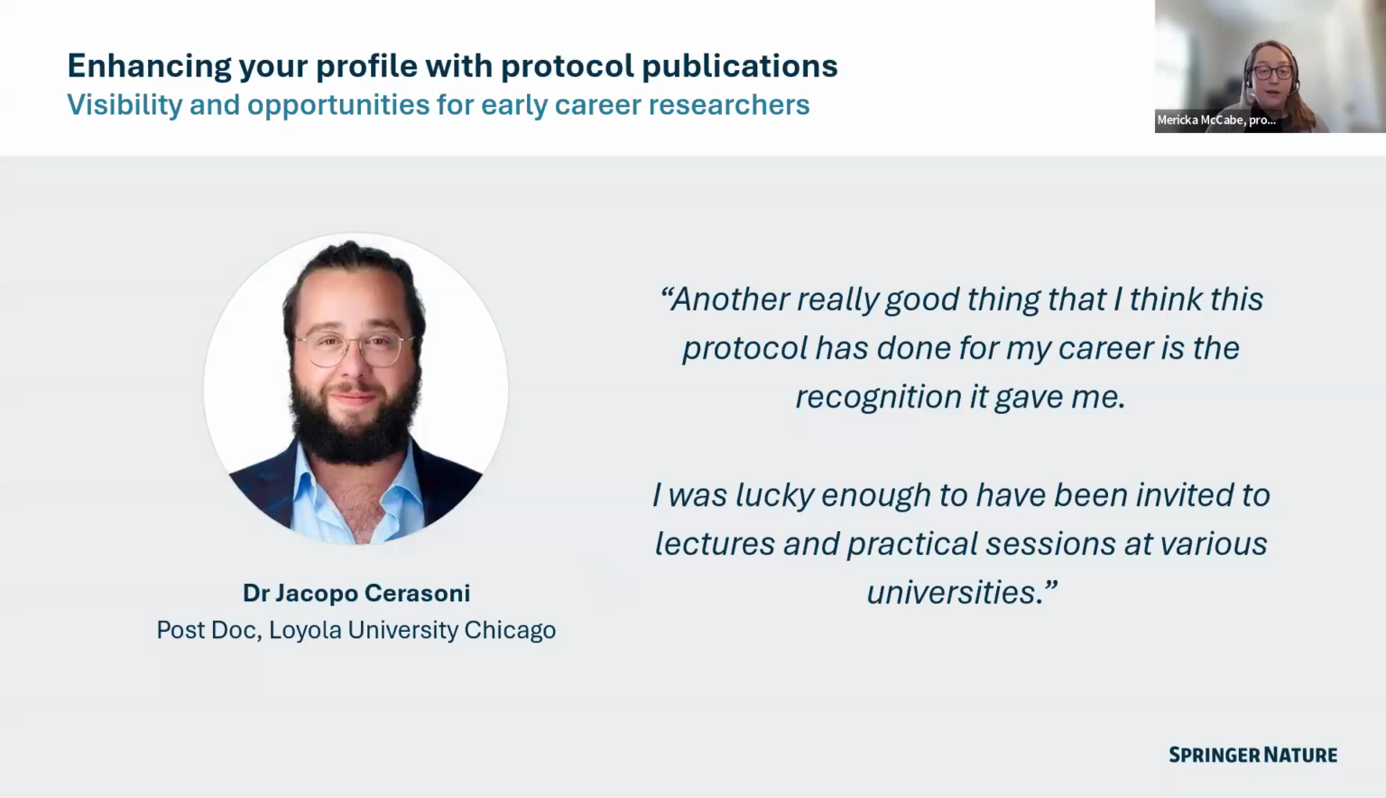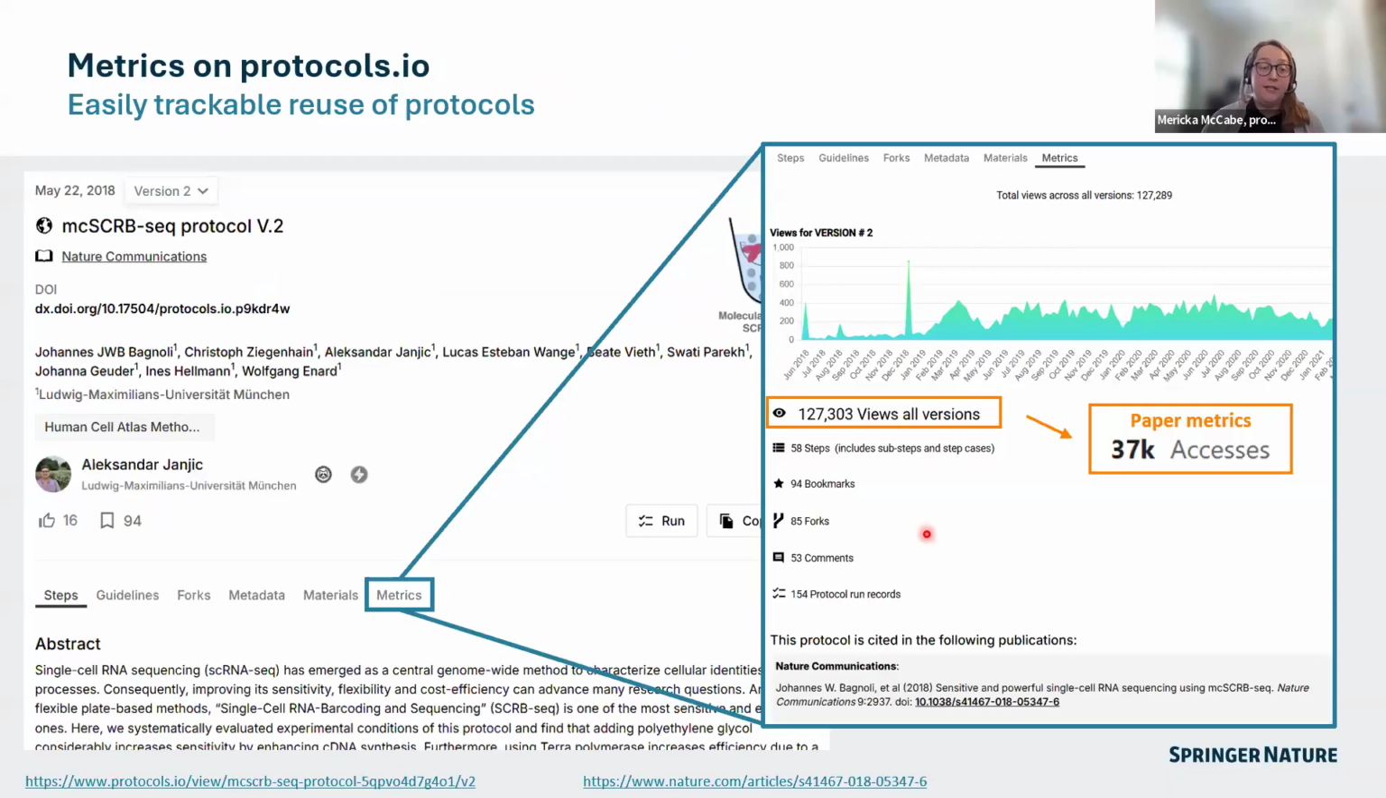So you're able to get recognition by publishing, and this is really easy to see in the metrics tab on protocols.io, where you can view how often someone has viewed your protocol, if people have bookmarked it, if they've made forks, which means they've made their own versions and built upon your protocol. And you'll see for this example, there's 127,000 views across the protocol, while the paper that it is linked to only had 37,000. So in some cases, protocols get more access and better metrics than the paper itself because they're more used day to day by scientists.